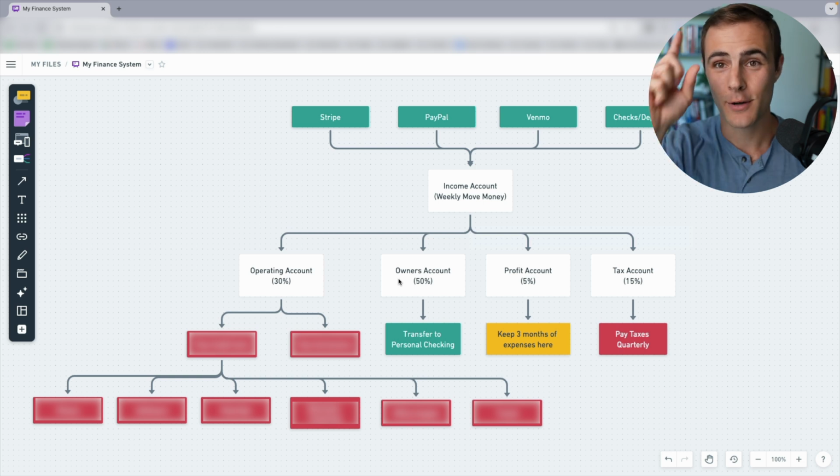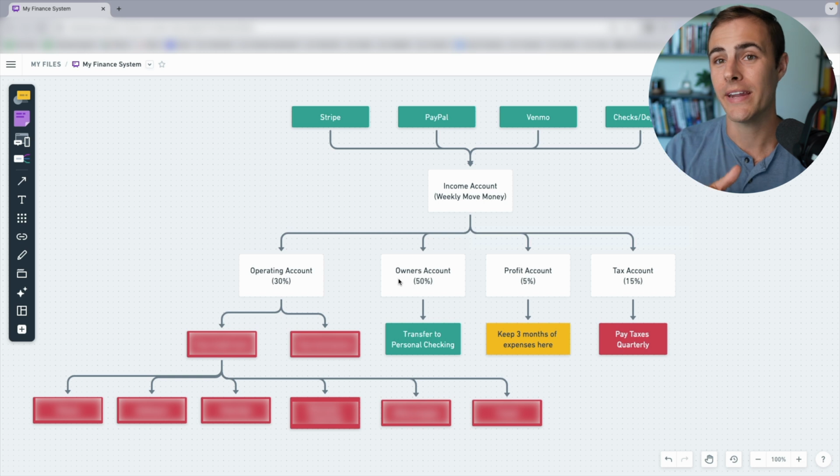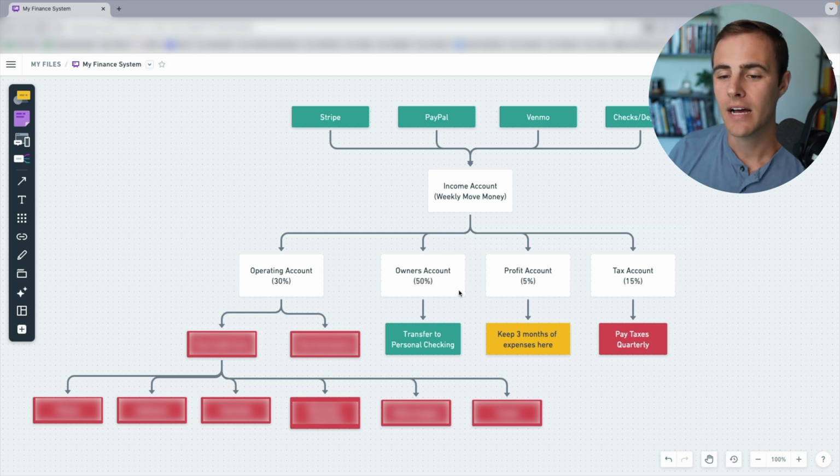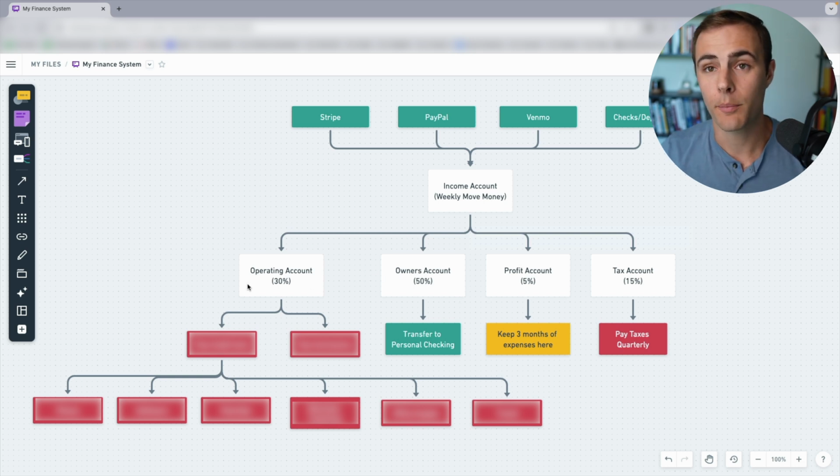If you want help with this, go talk to your accountant. They'll be able to help you a lot more on determining if you're ready to be taxed as an S Corp and set up that way. And they can also help you set up payroll, all that stuff. Okay. So far we covered these accounts. Now let's jump over to our operating account.